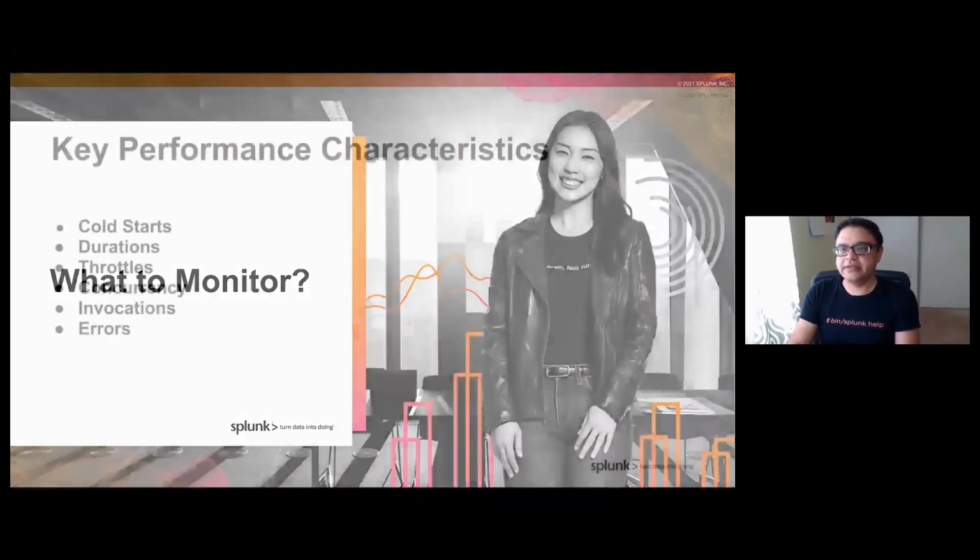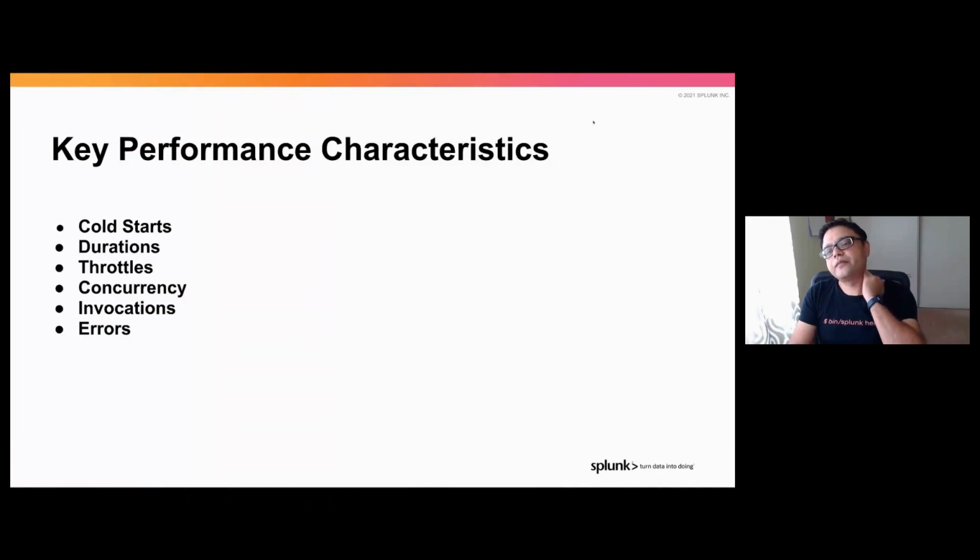Now, what to monitor? What are the performance characteristics that we monitor? When we invoke a Lambda function, the request is processed in a container environment, the execution environment. And when a function has not been executed for some time, or when you need to process more concurrent requests, AWS Lambda will start a new execution environment. The initialization of the runtime and your code leads to this latency. This latency, as you might know, is called cold start.